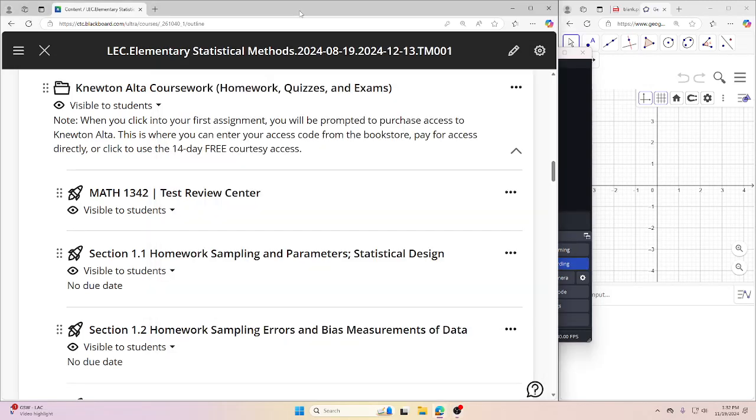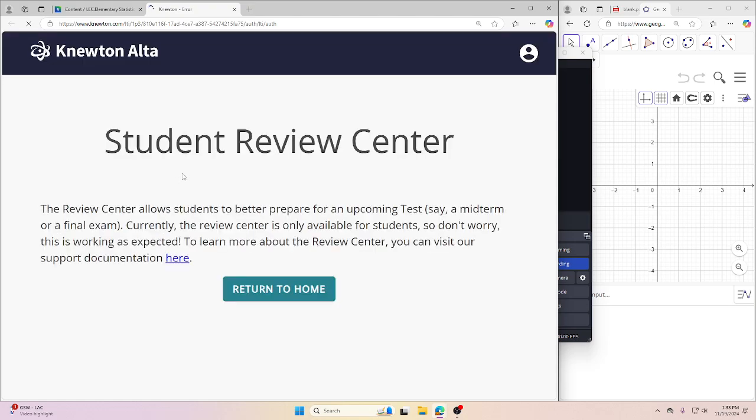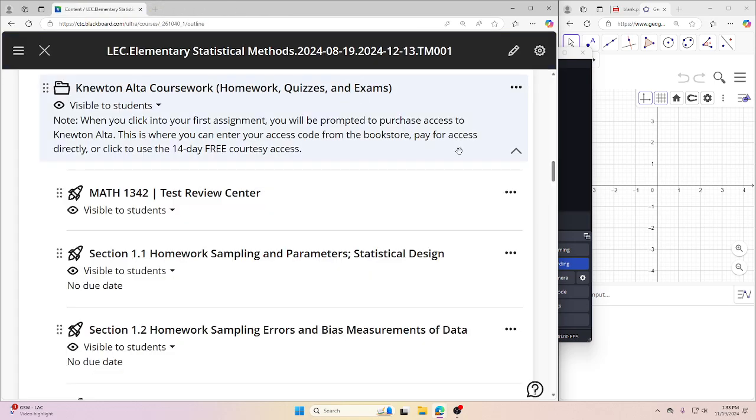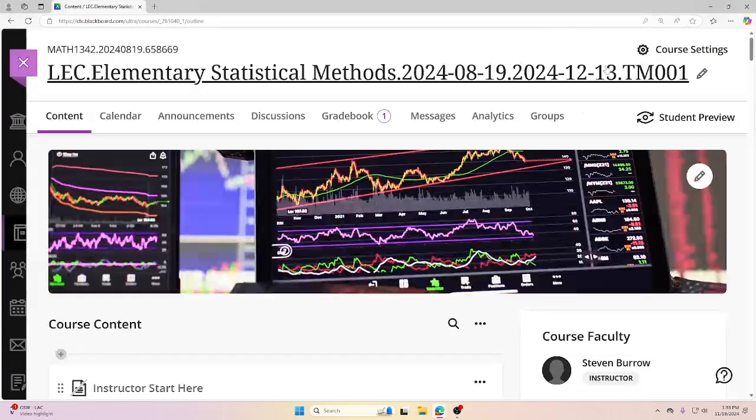Recording. Yay. So we are going to review for the second exam. That means we're going to click on the Test Review Center. This is the place to go to know what's going to be on the exams. So I'm going to click that. Oh, I need to be a student. That's right. Okay, hold on. Let me go into student mode, and then we'll do that.